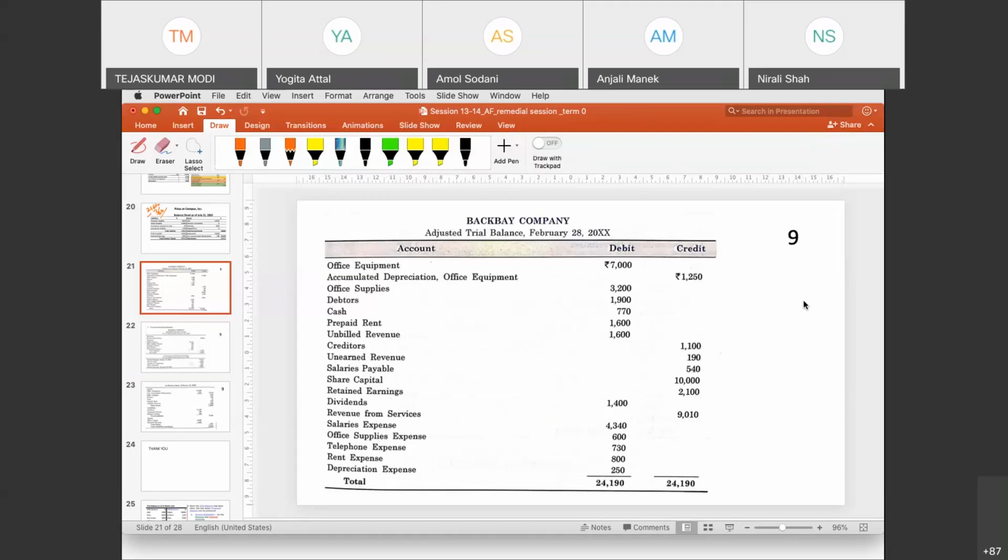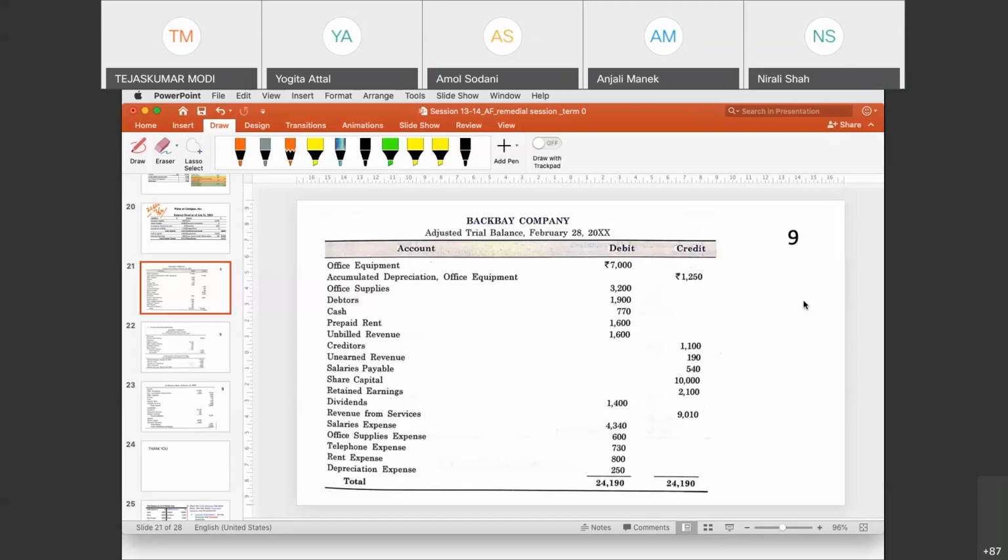Ask yourself. 250 is what? Tell me. This year's expense. This year's expense goes to which statement? Tell me. The income statement. What is accumulated depreciation? It is a contra asset, right? Yes, sir. It goes to the balance sheet, right?